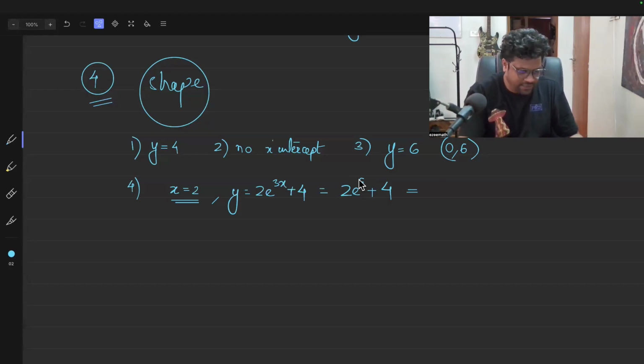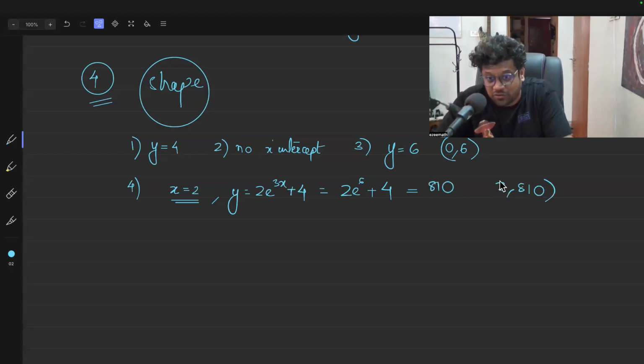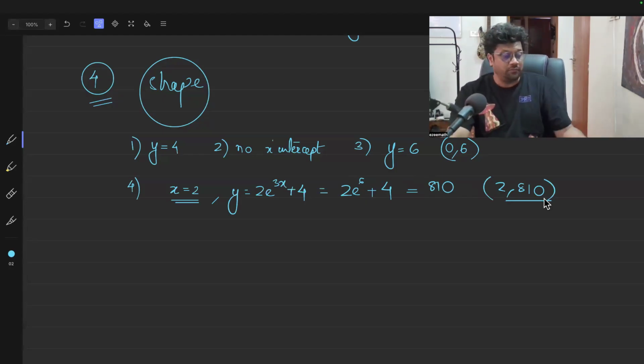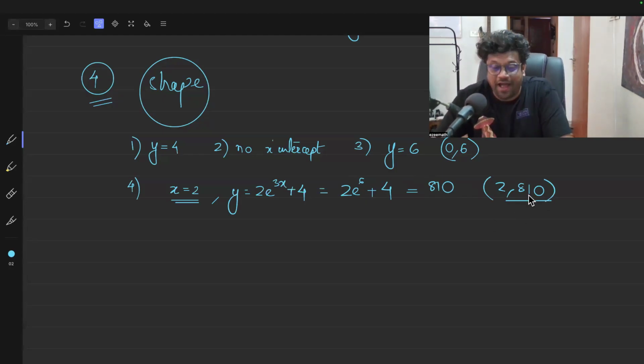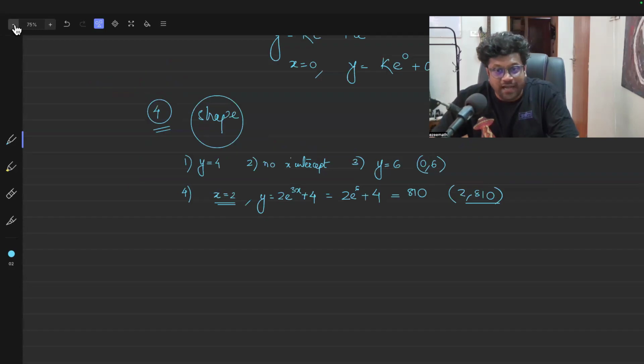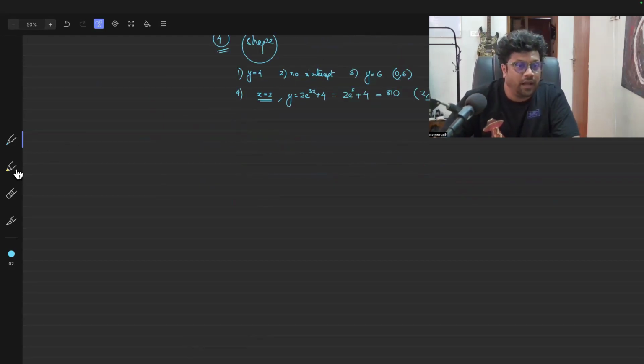e raised to 6.403 into 2 plus 4. It's 810. That's a large number. So (2, 810) is also going to be seen on our curve. Although I won't be able to go to 810 on the y, we will try to make sure that it makes a little sense with that point in perspective. I'll show it to you. Look at that. I'll draw the curve now.